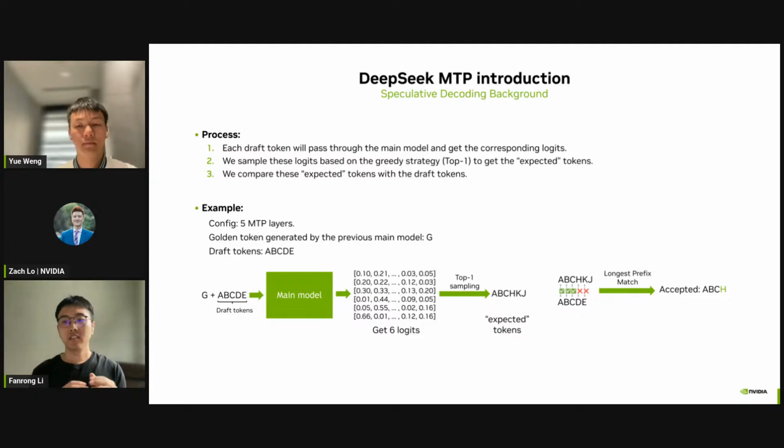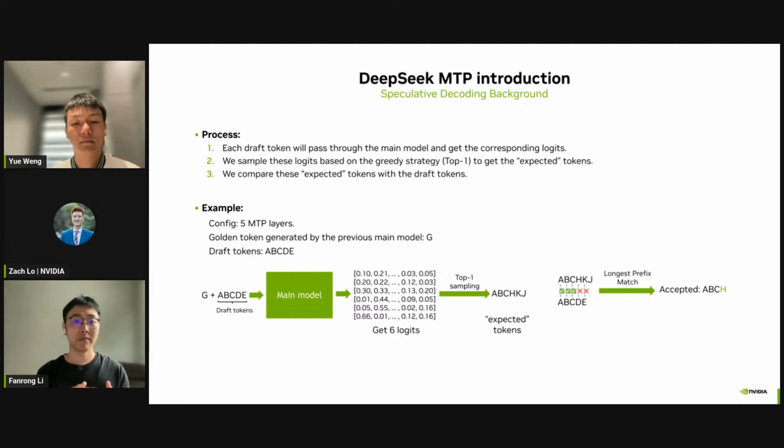Speculative decoding technologies usually divide the process into a low-cost draft stage and a parallelized verification stage. In the draft stage, we use a small model or a subset of layers in the main model to predict the draft tokens. As you can see in the figure, without speculative decoding, in the generation phase we only input the golden token G here. We call it the golden token. It is an input token.